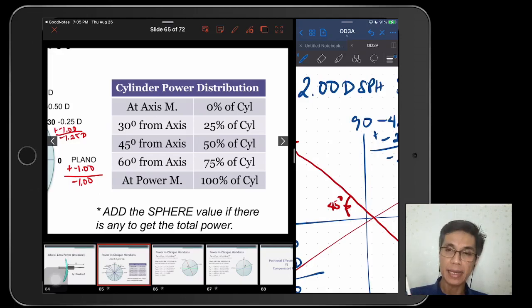Isipin mo muna lagi, gaanong kalayo yung meridian in question from the axis. Siya ba ay 30 degrees? Siya ba ay 45 degrees? Siya ba ay 60 degrees? Or even, baka naman siya yung axis. Yung meridian in question mo, siya rin yung axis. O din zero yun. Or kaya naman, yung meridian in question mo, that is the power meridian. And in that case, it contains the whole power or 100% of the cylinder power.